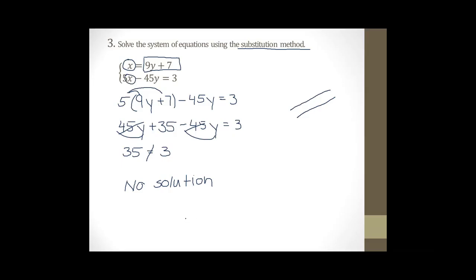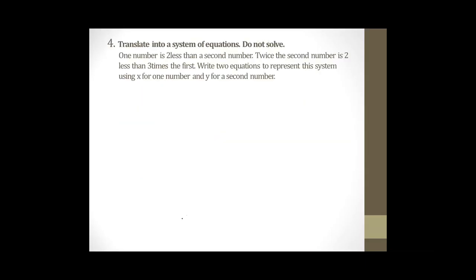All right. I don't see any questions. So moving on to question number 4, getting into word problems. Let's read this. We are supposed to translate the system of equations, but we are not supposed to solve it. So it says one number is 2 less than the second number, and twice the second number is 2 less than 3 times the first. Write two equations to represent the system using x for one number and y for the second number.